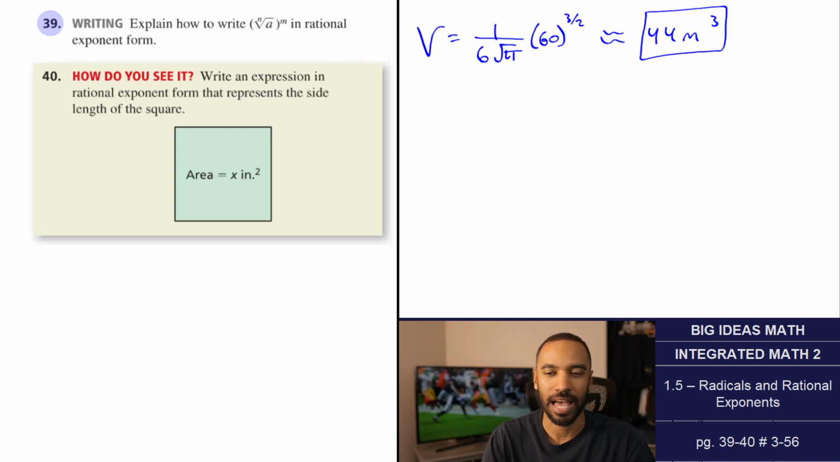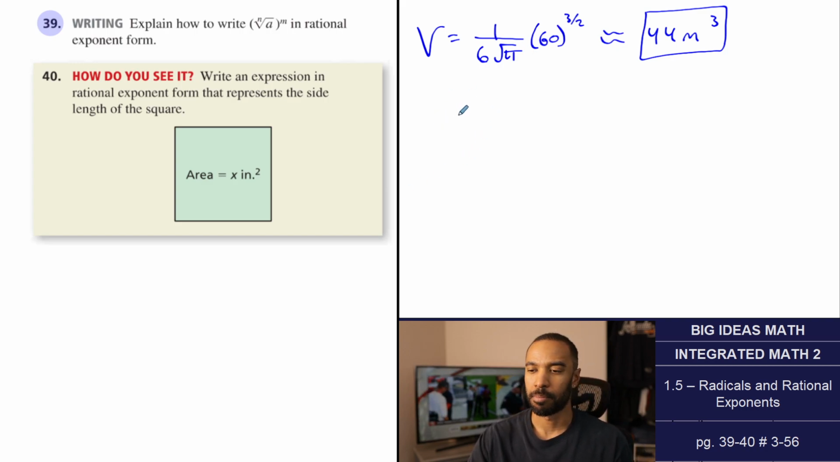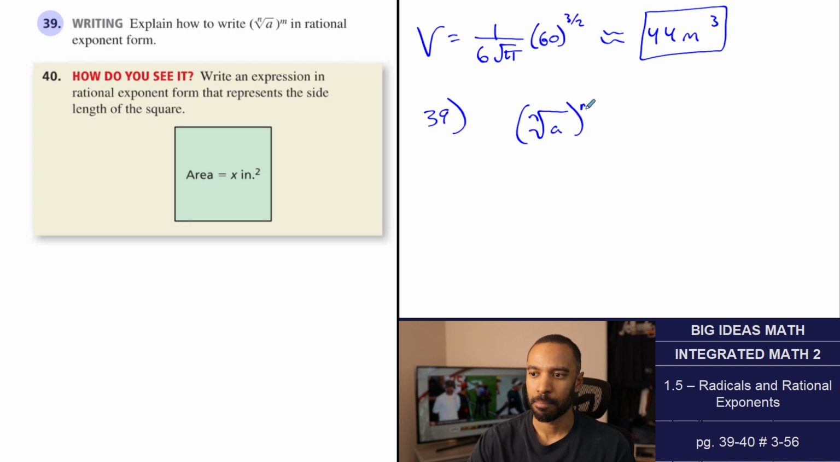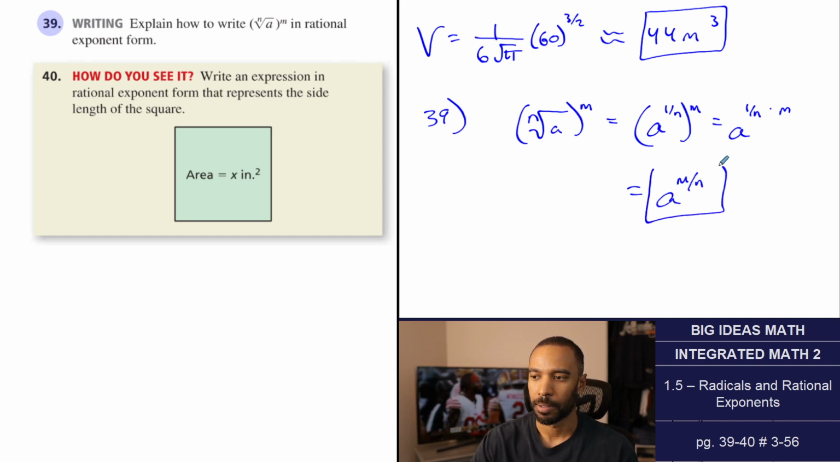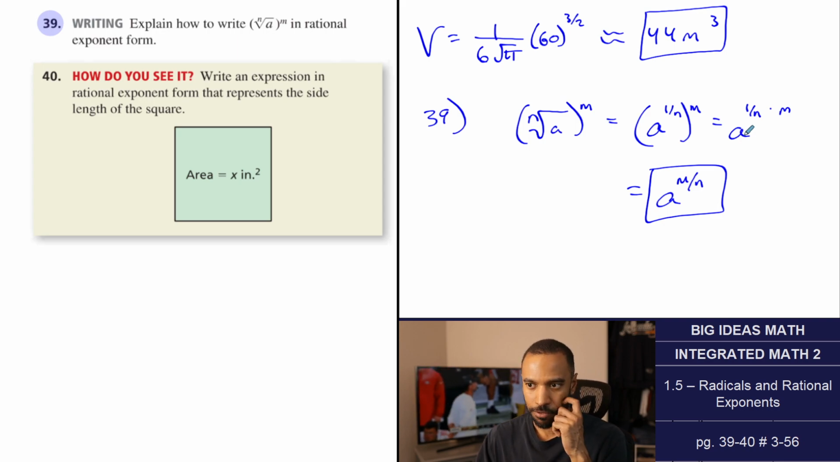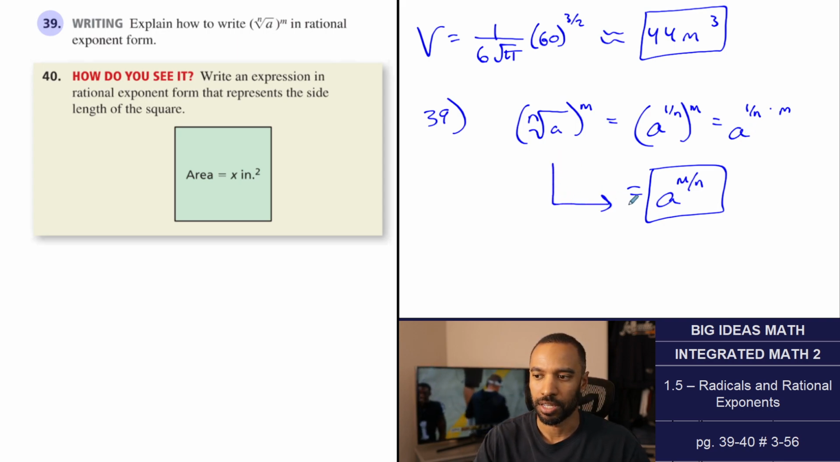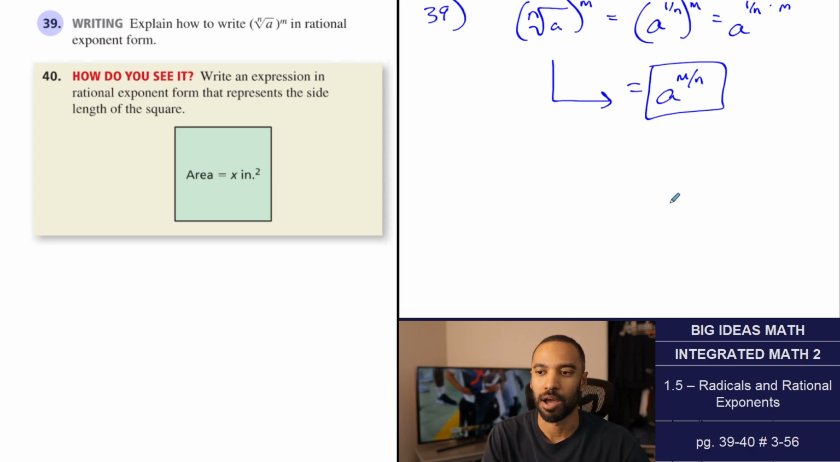Explain how to write that in rational exponential form. Well, I know what the conversion is. I believe their explanation will be a different story. So for number 39, the nth root of a to the m power. The explanation I'm sure that they want is you rewrite the nth root of a as a to the 1 over n power. And then using the power of a power property, you multiply 1 over n with m, and that then becomes a to the m over n power. But if you are savvy enough to go from here to here immediately, you do it. For the sake of the problem and explaining, I get it.